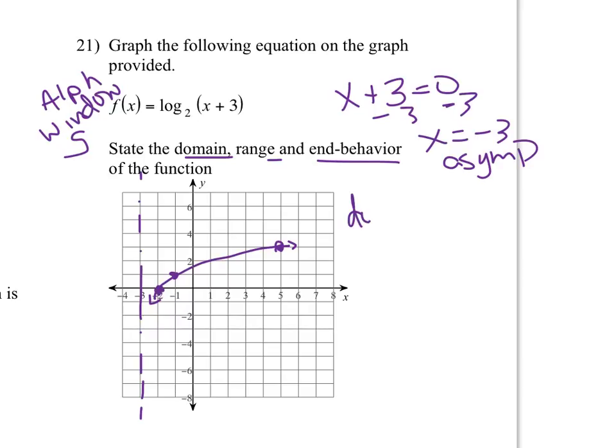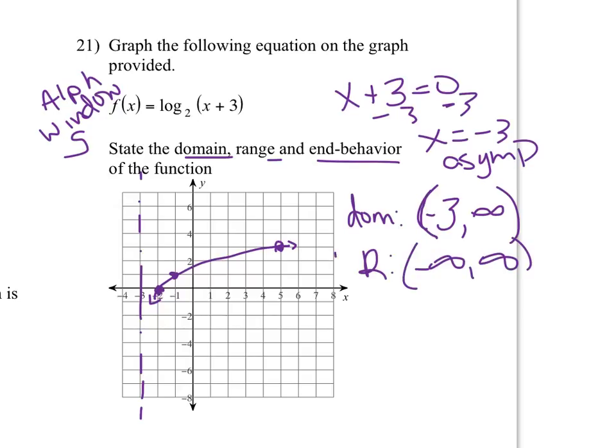The domain, well, how wide does it get? The widest it can get is negative 3, but it doesn't actually touch negative 3, so there's the parenthesis, and then it goes on to infinity. The range is everything. It's how high and low the graph gets, and it goes forever there.